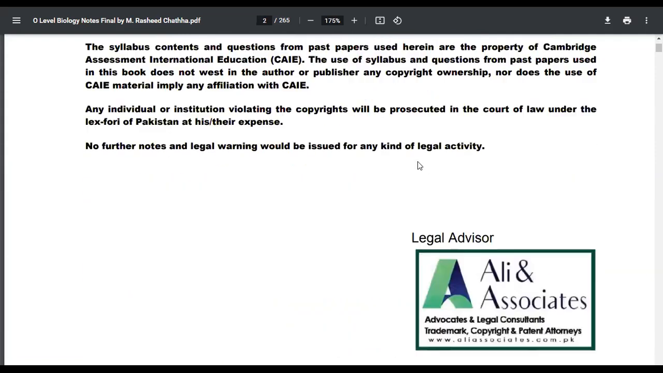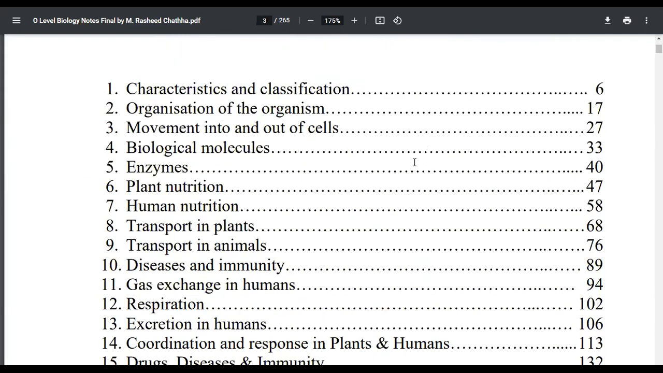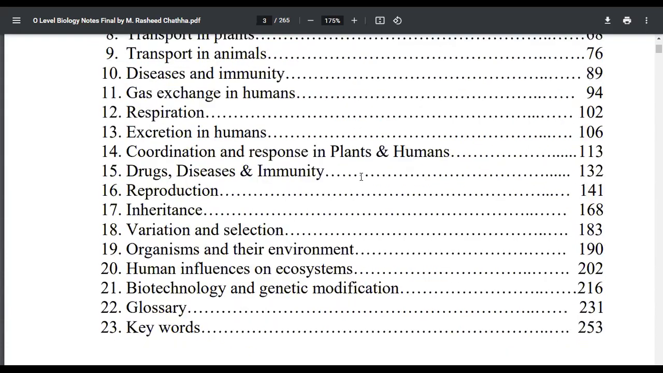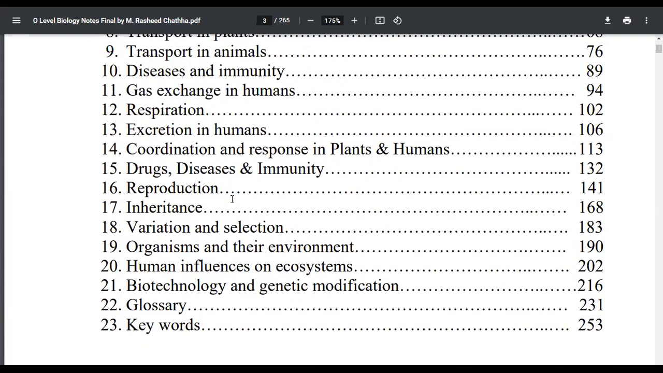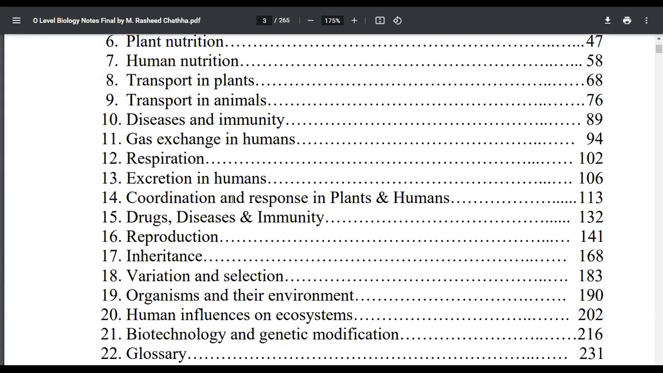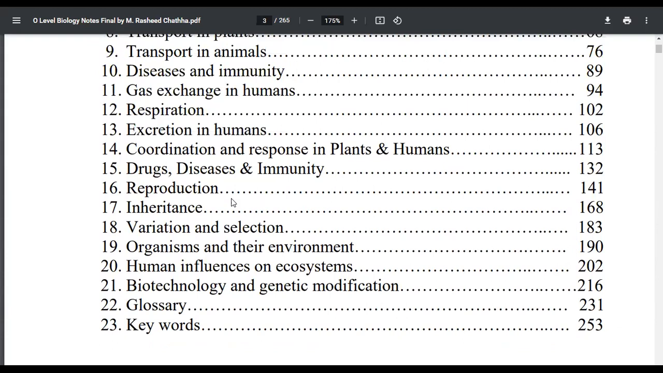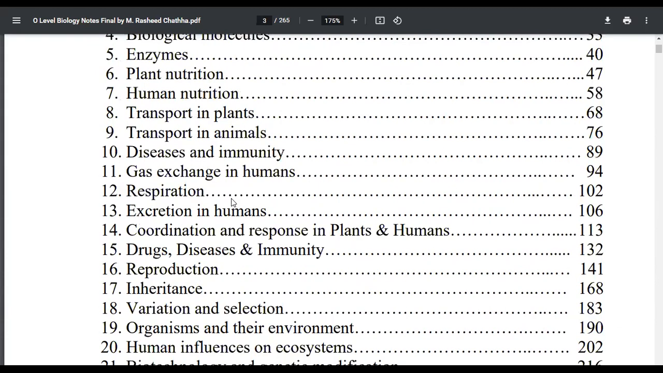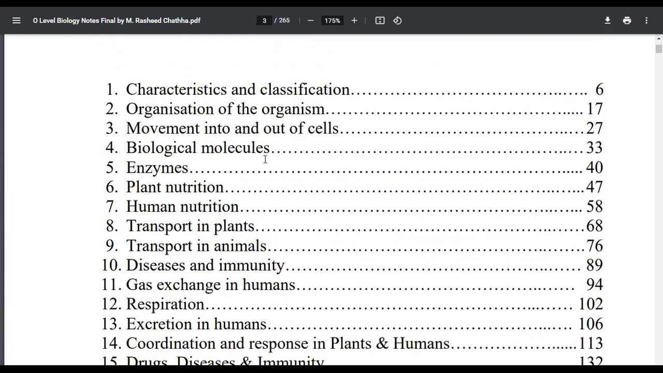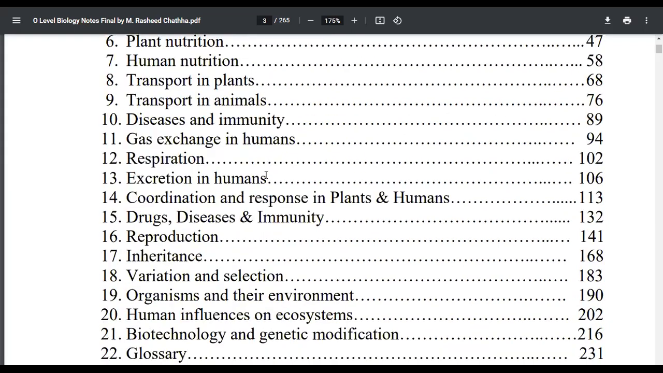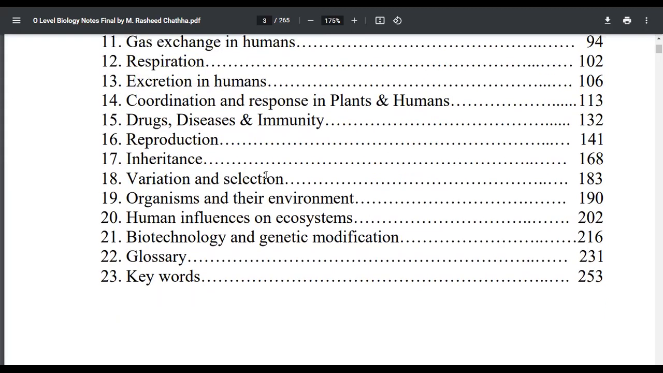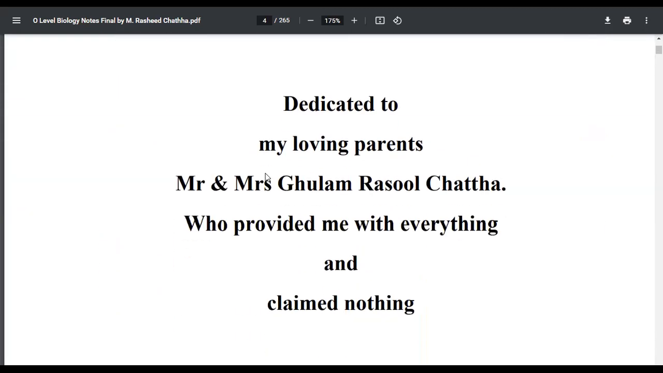It has 23 chapters which are reshuffled according to IGCSE, most of IGCSE and some of O-level as well. They are almost at a similar level, except for a few chapters. Three to four chapters are more, and something less in O-level. So that's why we have mixed both of these.